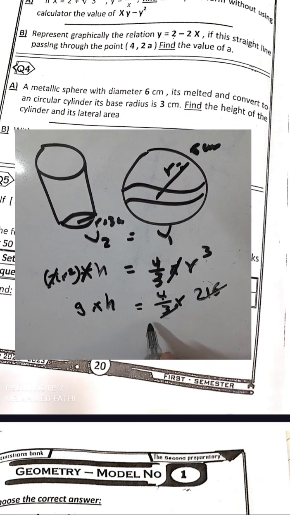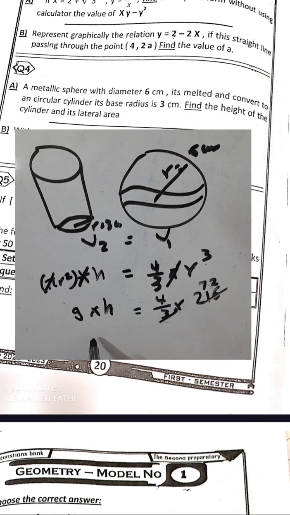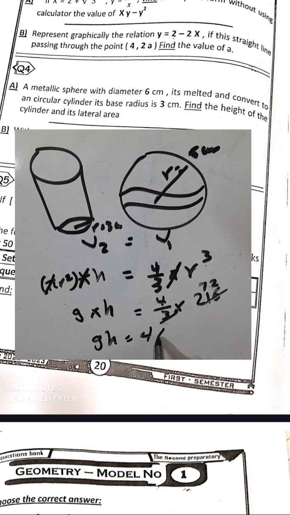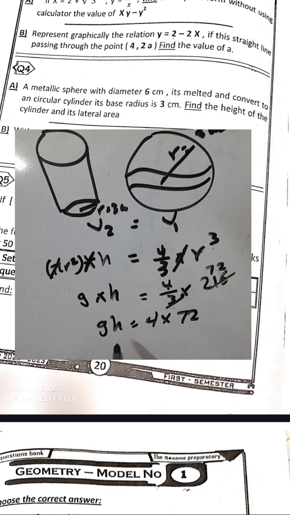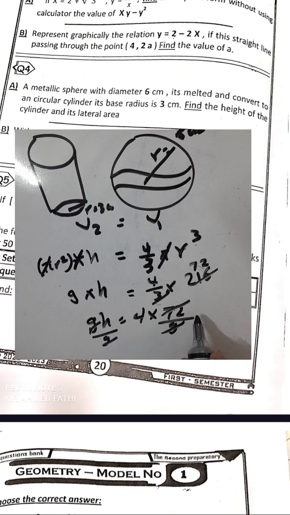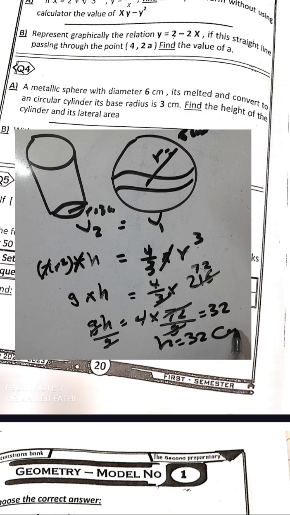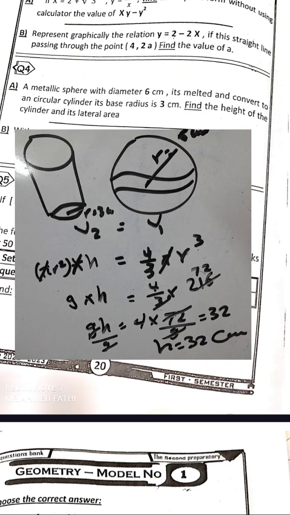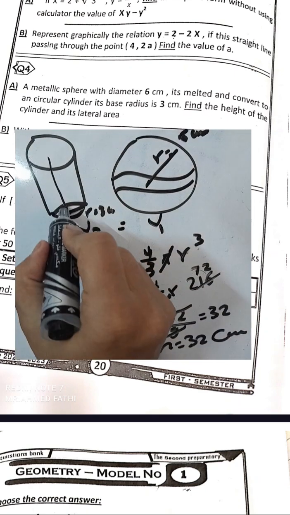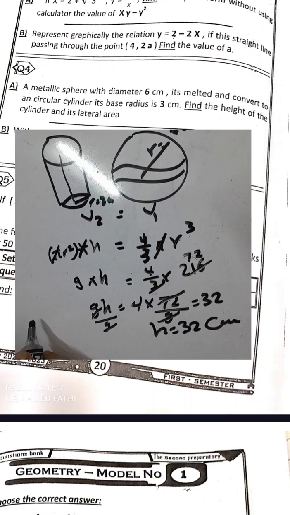216 divided by 3 will be 72. And then 9h will be 4 times 72 divided by 9. 72 divided by 9 equals 8. 4 times 8 equals 32. Then the height will be 32 centimeters. The height of this cylinder will be 32 centimeters.